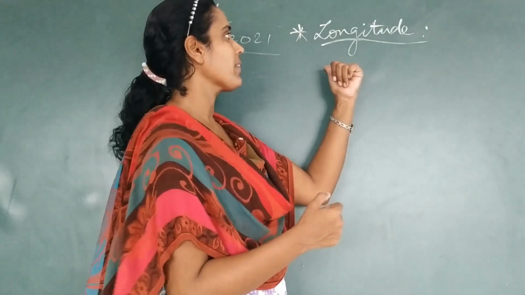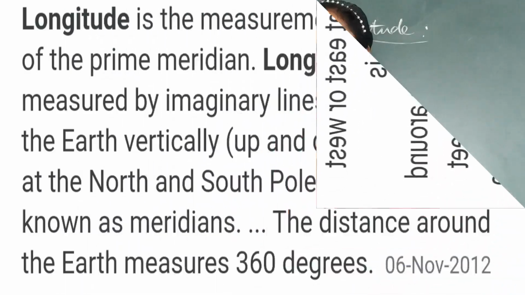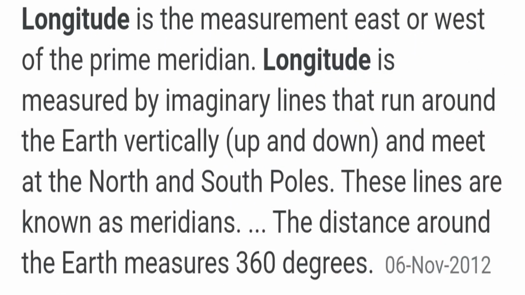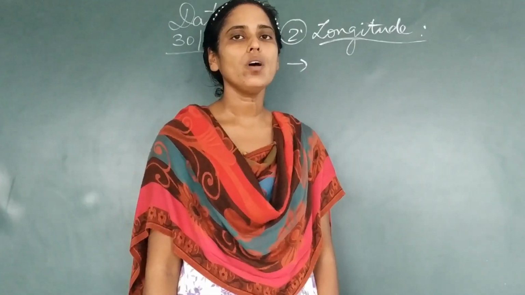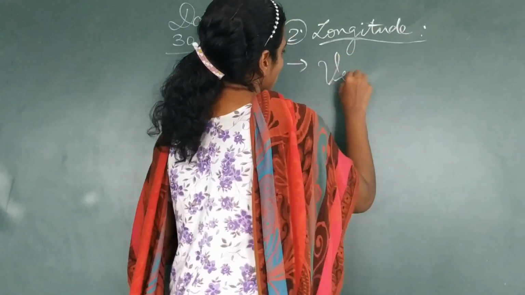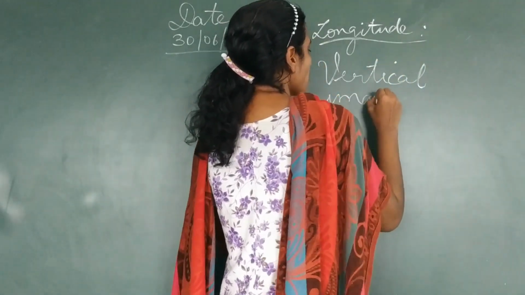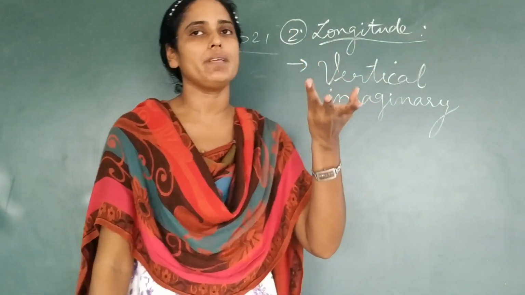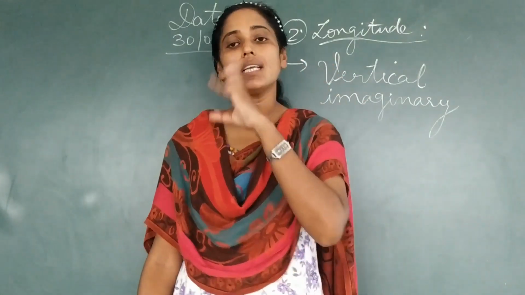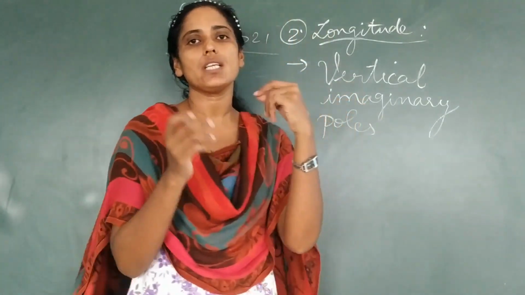Okay, now we'll come to the next topic, that is longitudes. Now, longitudes are vertical imaginary lines, okay? So, what are longitudes? Vertical imaginary lines drawn on the surface of the earth. What were latitudes? They were horizontal imaginary lines. But longitudes are vertical imaginary lines drawn on the surface of the earth for measurements. Okay, and they meet each other at the poles. Where do they meet? Longitudes meet each other at the poles.